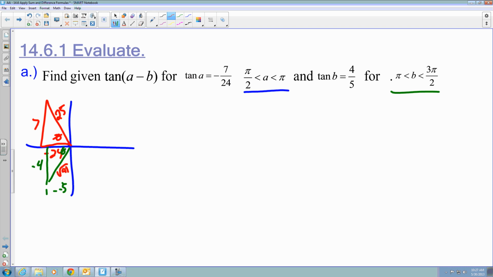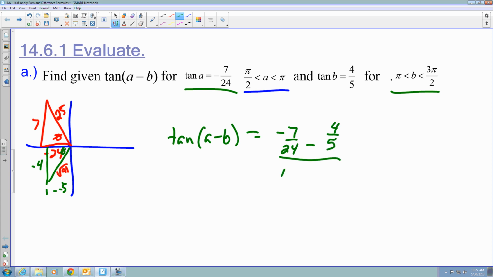So for this particular equation, you're given the tangent of A and you're given the tangent of B. So you get to now plug in these formulas here. So I can say that tan of A minus B, I use the formula, so it's going to be tan A. Well, we know what tan A is. That's negative 7 over 24. So negative 7 over 24 minus tan B, which is 4 over 5, divided by 1 plus tan A, which is negative 7 over 24, multiplied by tan B, which is 4 over 5.